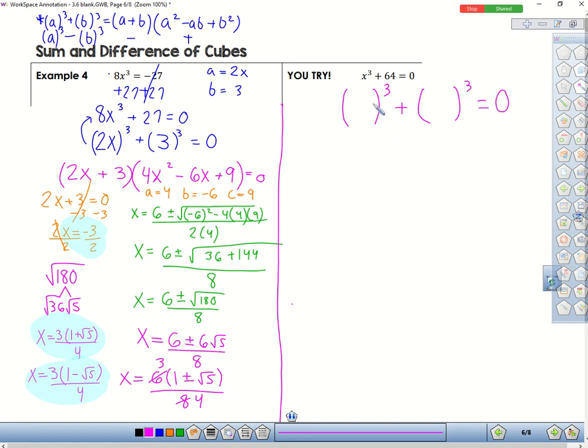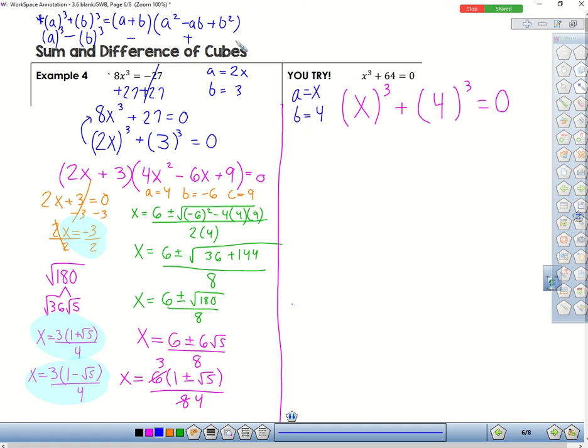So what can I put to the third power that would make x cubed? X. And what can I put to the third power that would make 64? What times what is 64? 4. 4 times 4 times 4 is 64. Very good. So once we've identified that, our A value is x and our B value is 4.